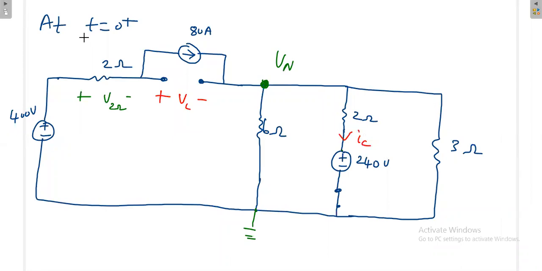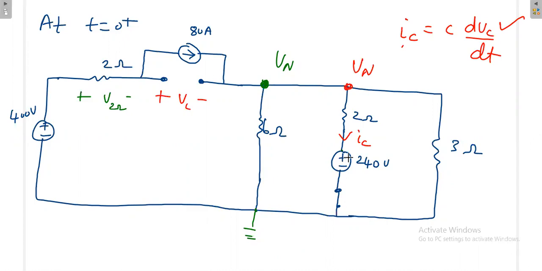Because this is the circuit at t is equal to 0 plus. Once I know the current through there, I can calculate with the help of this formula, because IC is equal to C dVC by dt, the quantity dVC by dt. So what is the current here? Again, it is very simple. This is the nodal voltage, Vn.